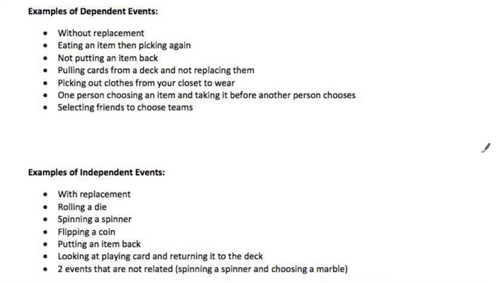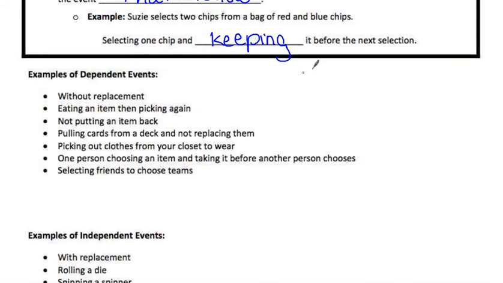So let's look at some examples of independent events and dependent events. So, dependent events. We talked about it before with keeping it, so that's without replacement. Also, it's dependent if you eat an item and then you have to pick again. So say you're at a friend's house eating breakfast and picking from a bowl of fruit. If your friend picks a banana, there's no longer that banana left in the fruit bowl for you to pick from because they're eating the banana and the banana is not going to be put back. So that goes along with the not putting an item back.